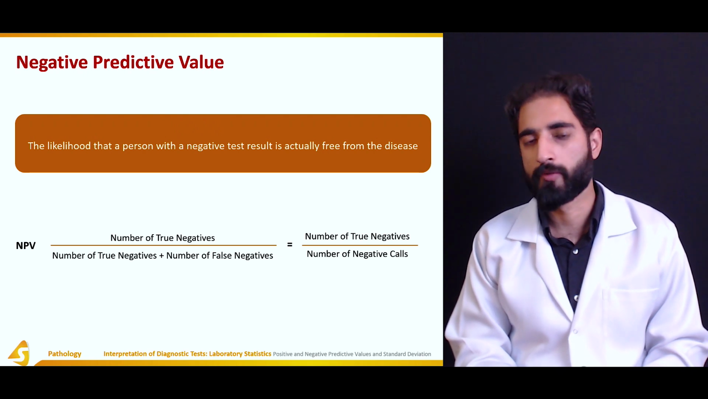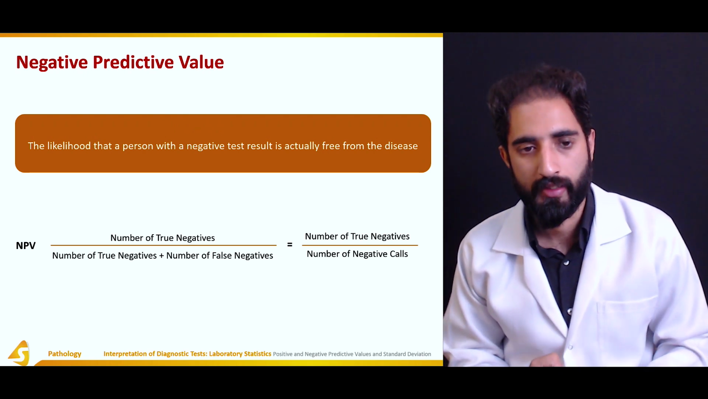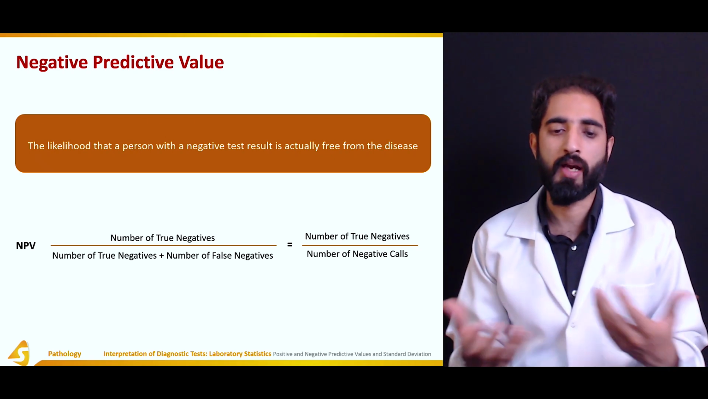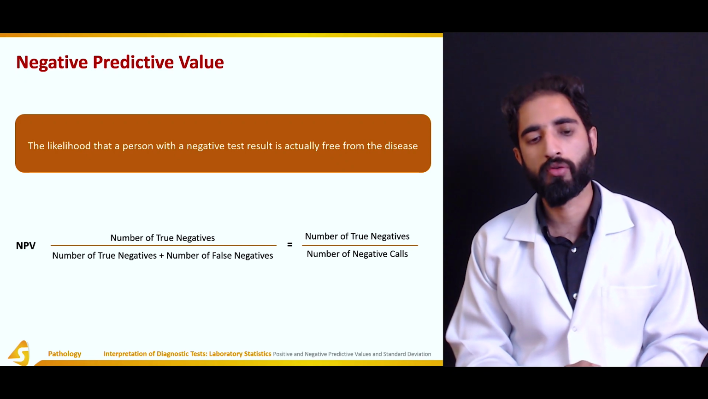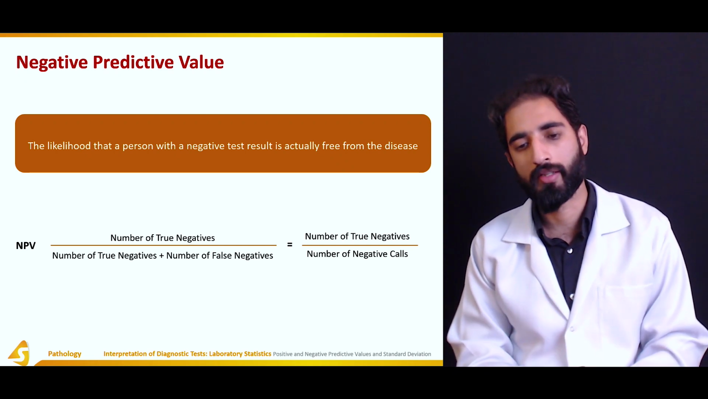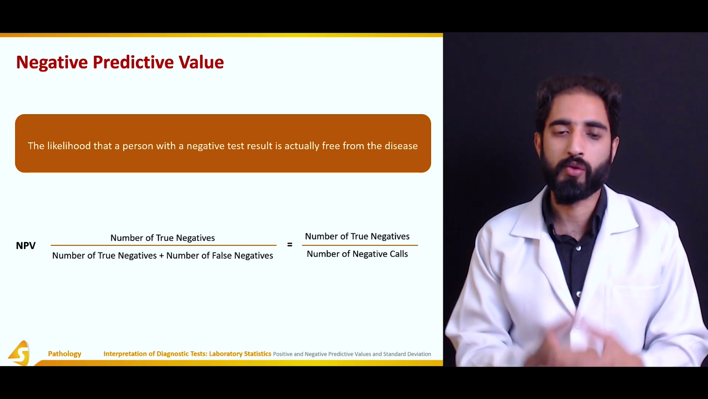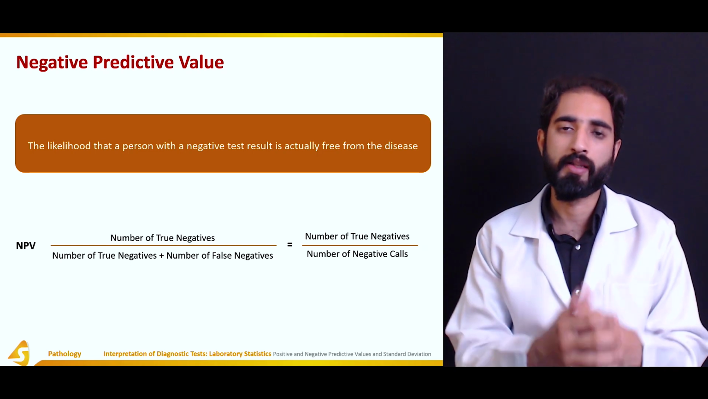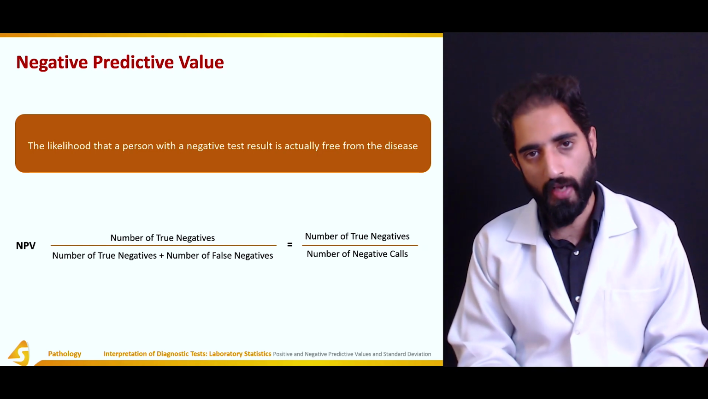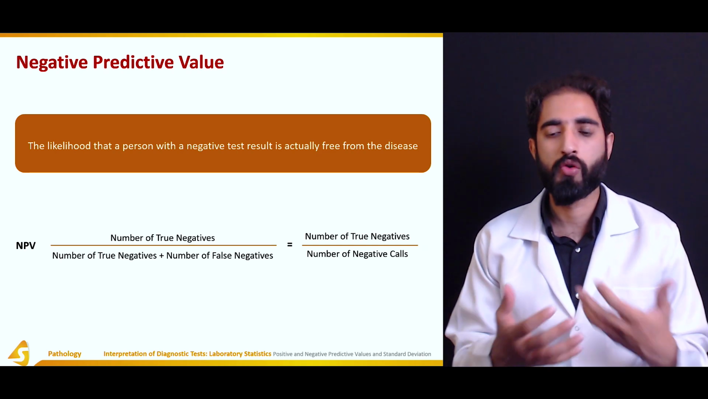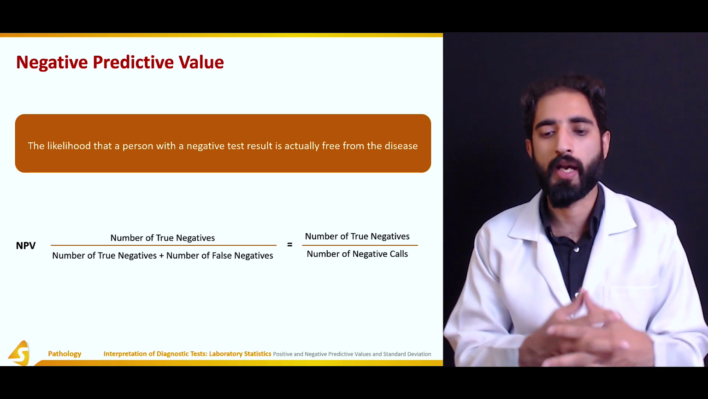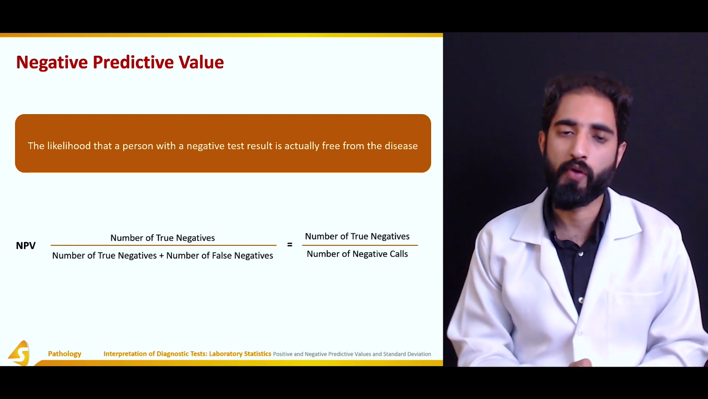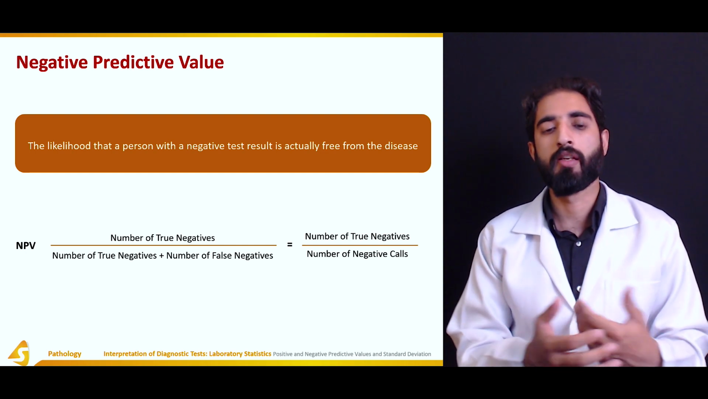Negative predictive value is pretty much the same thing as the positive predictive value, but it is focused on identifying the true negatives. So it is the likelihood that a person with a negative test result is actually free from the disease. Once again, the number of true negatives divided by the number of negative calls, which is the sum of the number of true negatives plus the number of false negatives, is the negative predictive value.